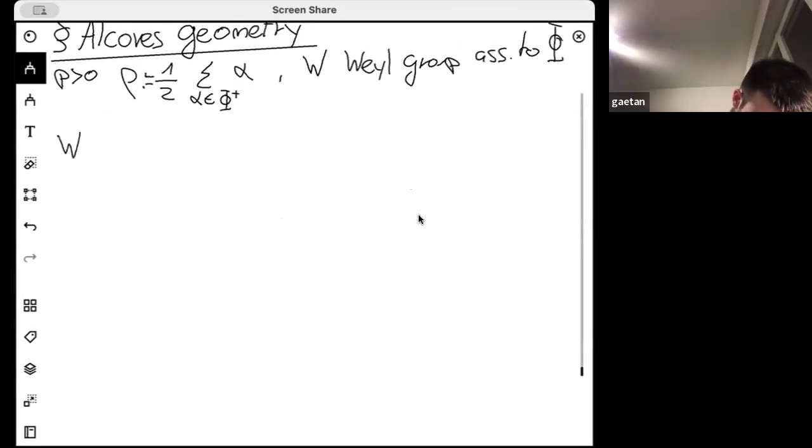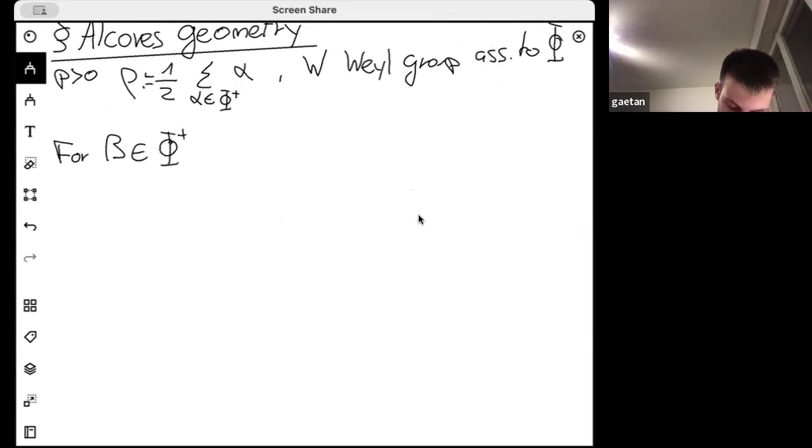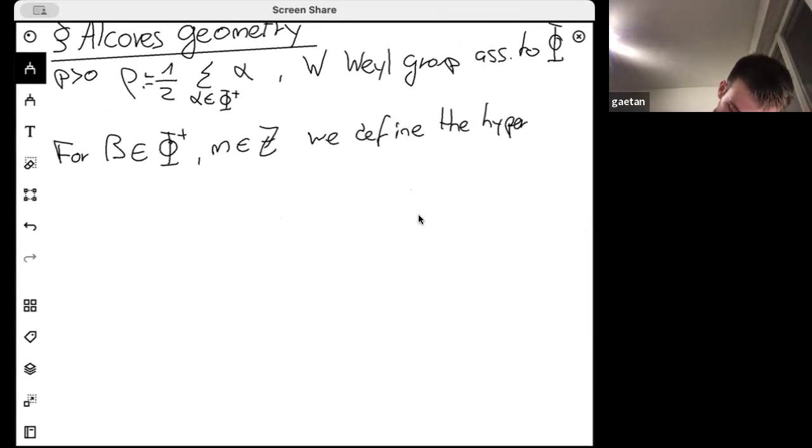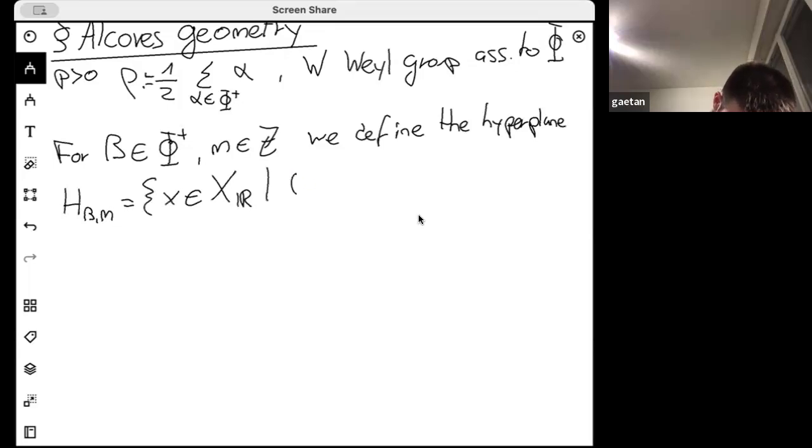And so for beta a positive root, and m an integer, we define the hyperplane H beta m to be the set of elements x in our Euclidean space X_R such that the scalar product of x plus rho with beta check is equal to p times m.